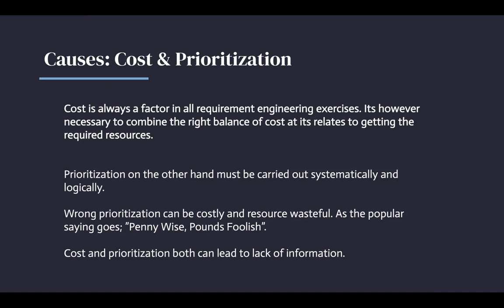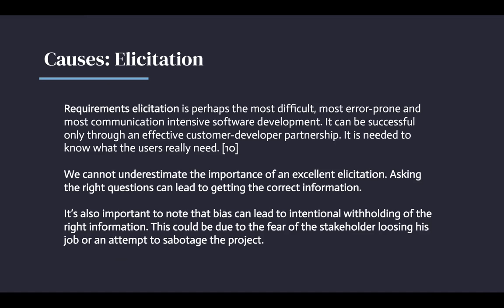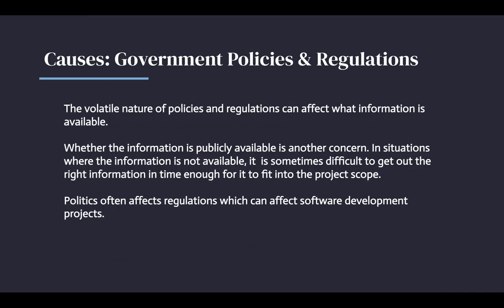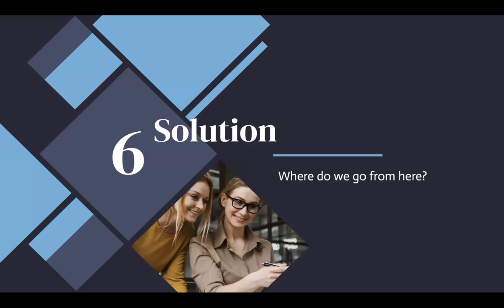Of course, cost and prioritization. Cost is always a factor. We're trying to cut costs. We are limited in our resources and all of that. Elicitation: wrong elicitation, not asking the right questions, not engaging properly, or the presence of bias in elicitation, where people are omitting information, whether to sabotage the development process or for some other reason. And of course, governments and policies, where policies keep changing every now and then.